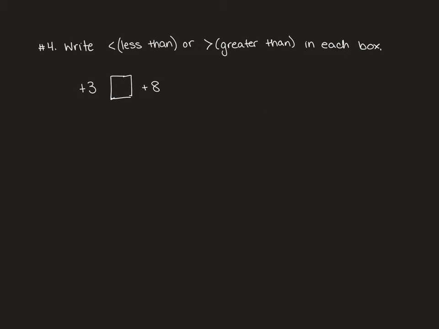Question 4 is going to ask you to write less than or greater than in each box. So remember, when we're making our little Pac-Man face, it always wants to eat the bigger number. So if we look at these 2 numbers, +3 and +8, and we look at our number line, 8 is farther to the right, so it is the bigger number. So when I draw my symbol, it's going to open to the 8 as if it's going to eat the bigger number.